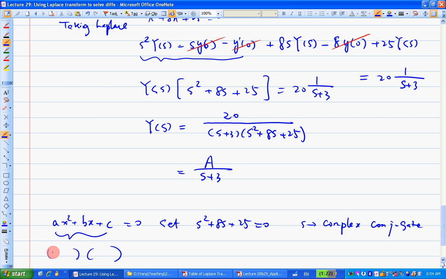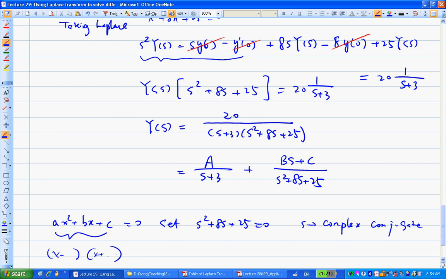We're not going to break this into s minus complex, s plus complex, that kind of format. What we do is retain it as it is, and break it down just as it is: Bs plus C over s squared plus 8s plus 25. Now remember, this is what you do only when the denominator gives you complex conjugate roots. If you can break the denominator into two factors involving real roots, then you do that.